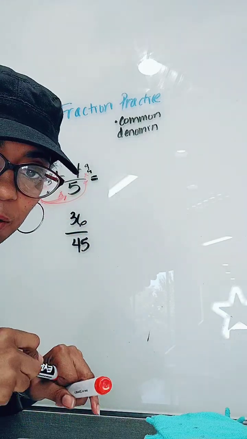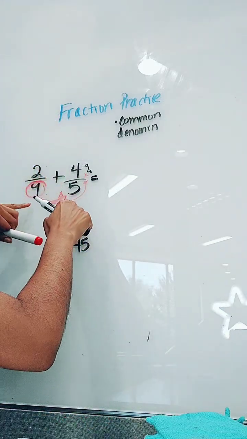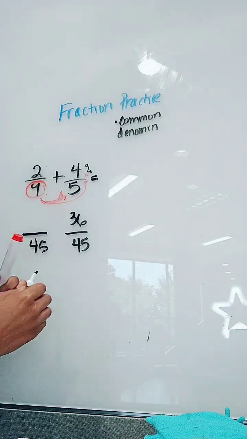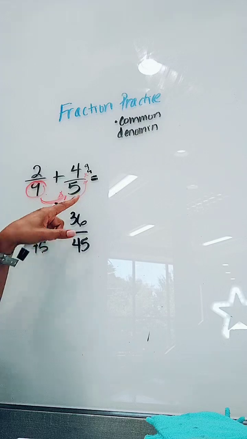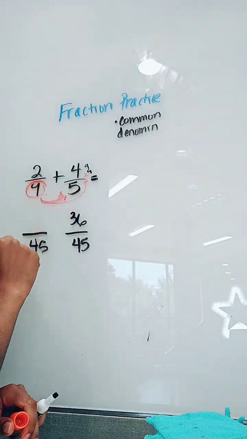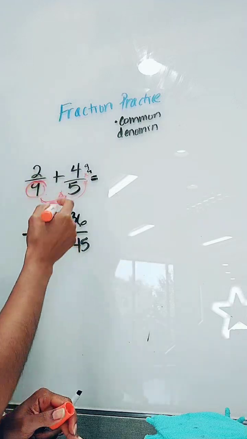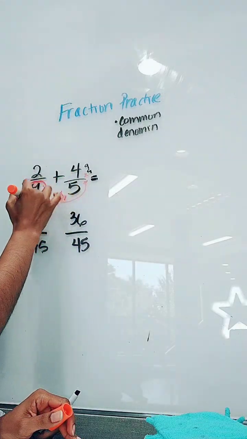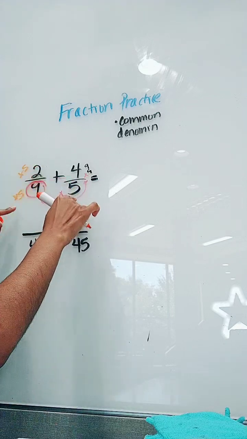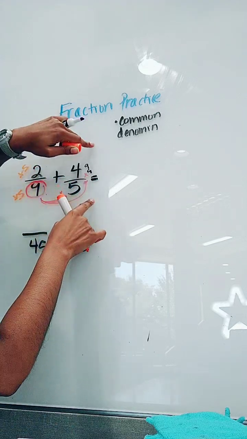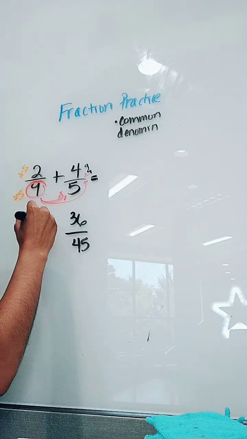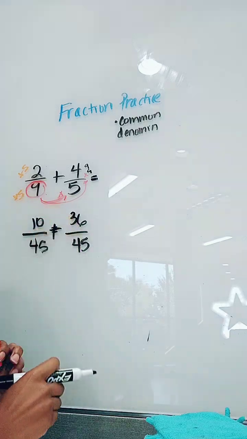Why did I do that? Because if I multiply these two denominators, I'm going to have the same thing at the bottom. Now, since I multiplied this 5 at the bottom, I have to do that times the 5 on the top. Everybody gets the same thing on the opposite side. So now I have 5 times 2 is 10. Does that make sense?